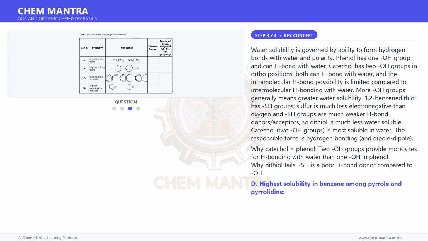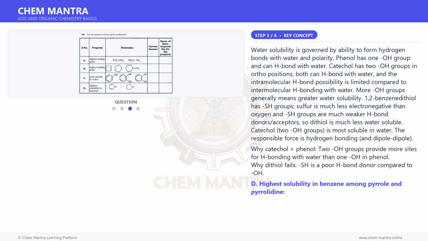More OH groups generally means greater water solubility. 1,2-benzenedithiol has SH groups. Sulfur is much less electronegative than oxygen, and SH groups are much weaker H bond donors and acceptors, so the dithiol is much less water soluble. Catechol, with 2 OH groups, is most soluble in water. The responsible force is hydrogen bonding and dipole-dipole.